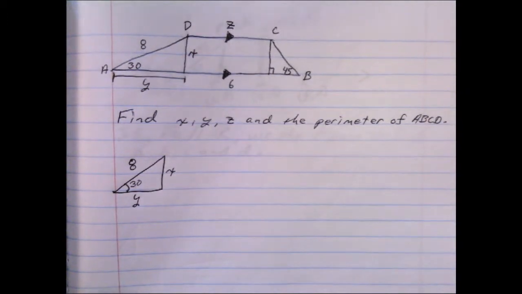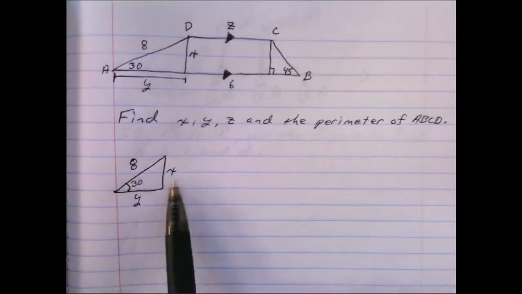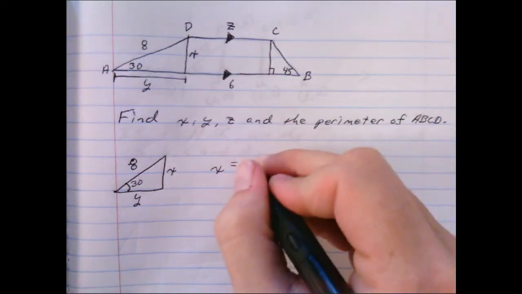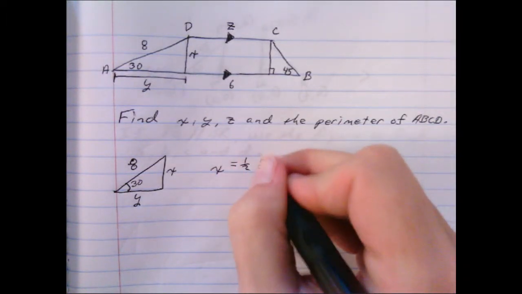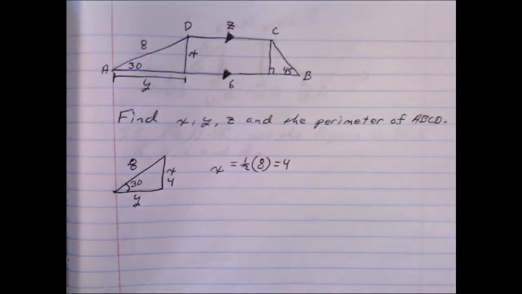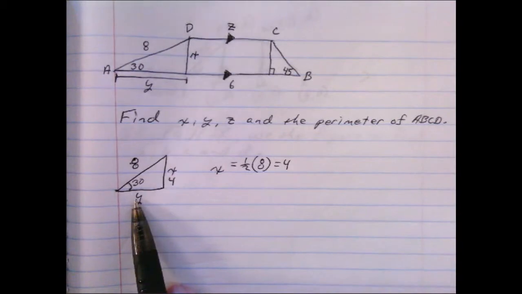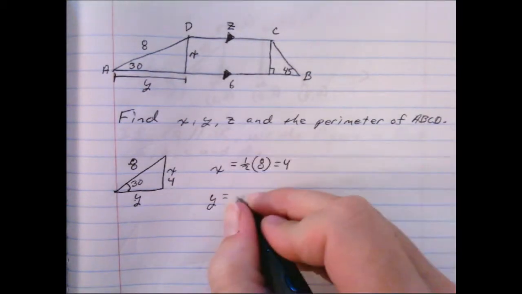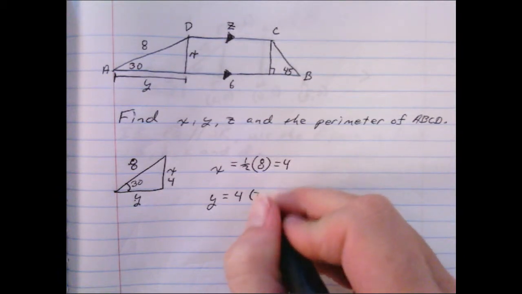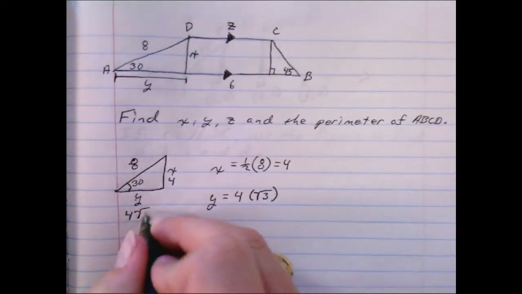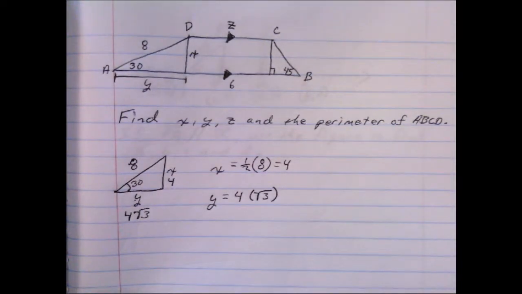So from here, the first thing I'm going to be doing is finding my short leg, because the hypotenuse to the short leg we know is half. So x equals 1/2 of 8, which is 4. So this piece is 4. And then we know from the short side to the long leg, we're going to be taking our y equals the short leg times the square root of 3. So this is 4 square root 3. Okay?